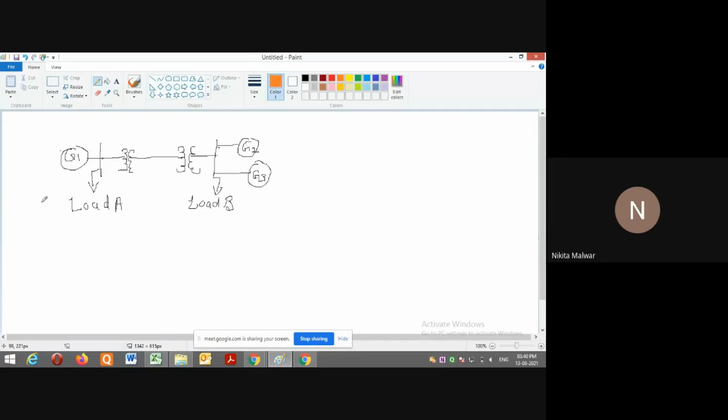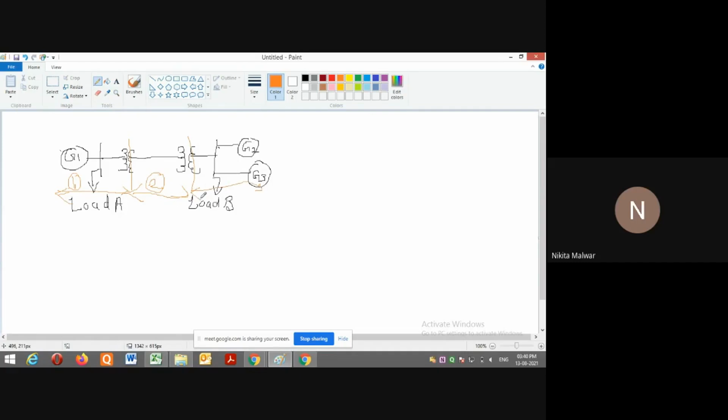We have to cut out the sections from transformer side. Okay, this is your first section and this is your second section. So from generator to this transformer, this is your section 1, and this is your middle section, which is section 2, and the remaining part is section 3.